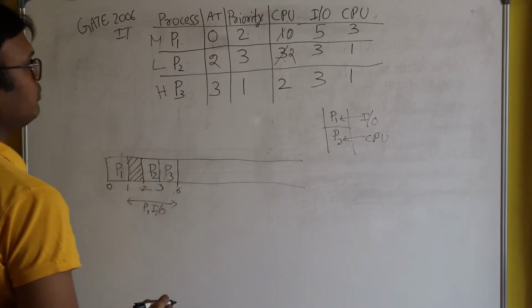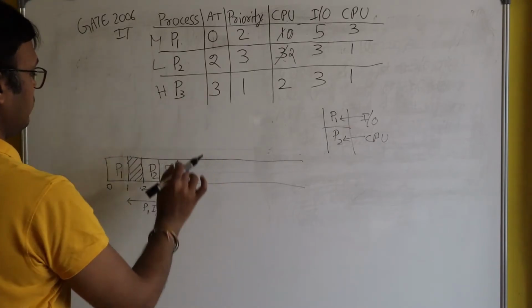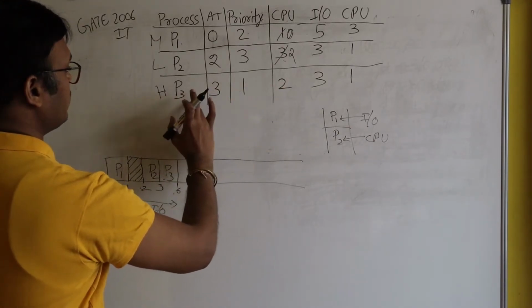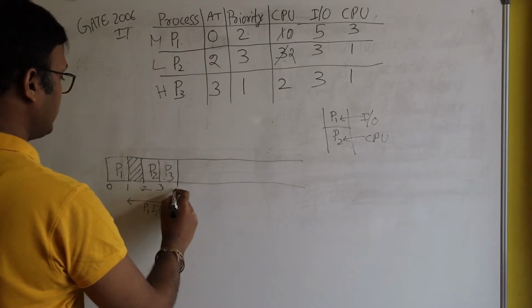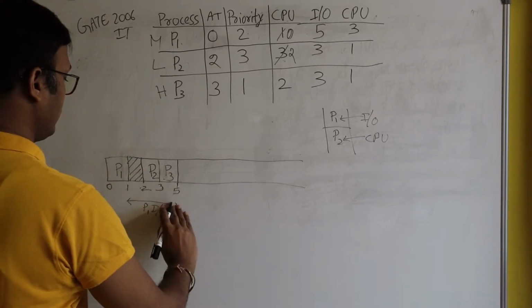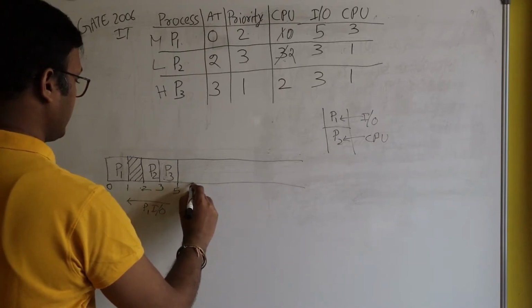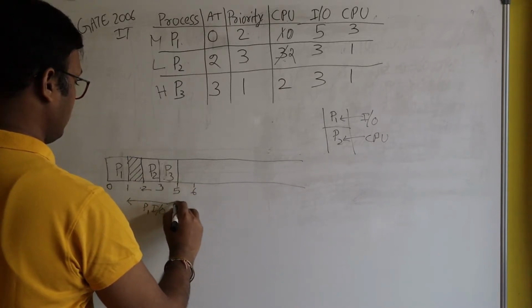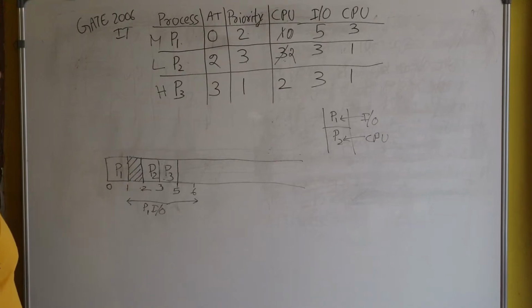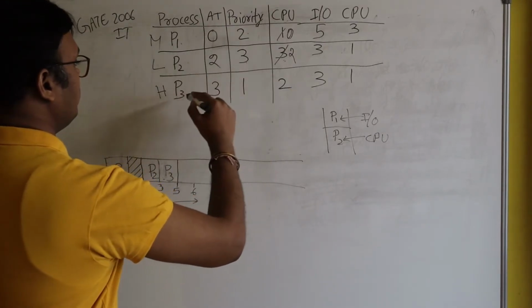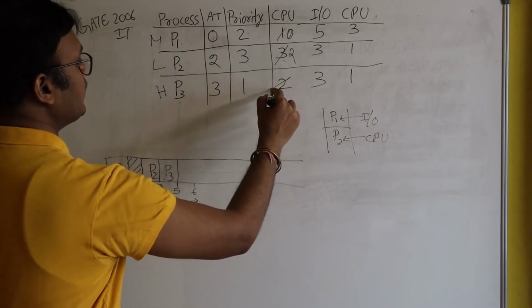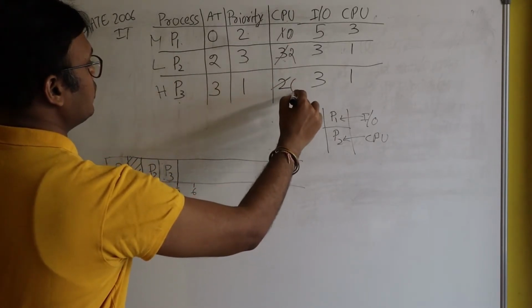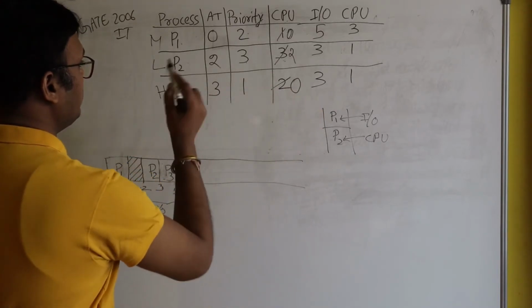Fine. The burst time of process P3 is 2 seconds. So P3 will run from 3 seconds to 5 seconds. And here it's 6 seconds. Fine. Since P3 has the highest priority, P3 has fully executed its CPU burst. So 0 seconds are left for P3.